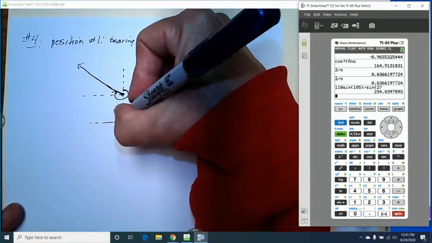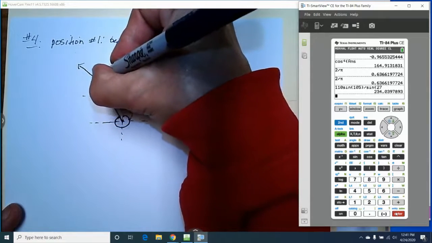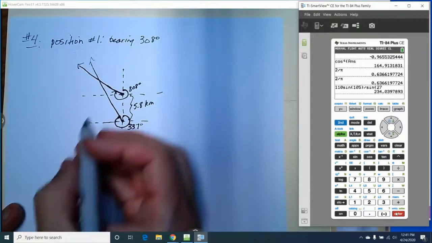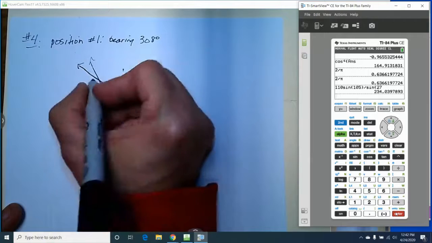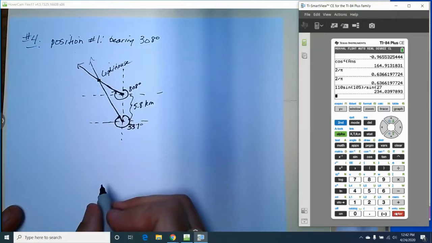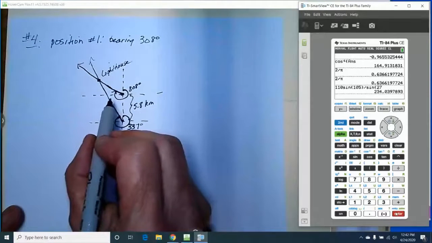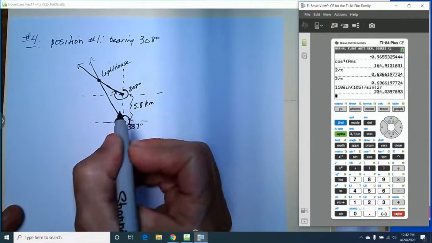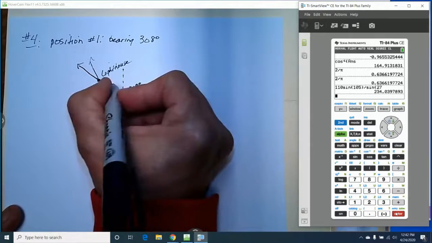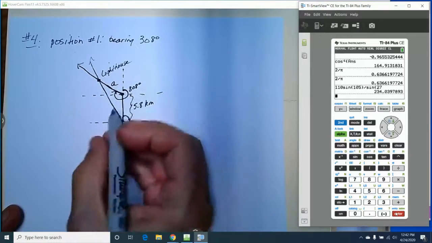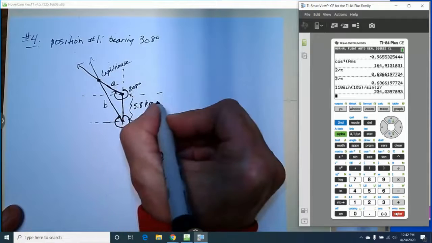Okay, so that means the lighthouse is somewhere along this line. And this angle is 337 degrees. So where the lighthouse actually is, where these intersect, would be right there. What we're trying to find in this problem is the distance from the ship to the lighthouse at each of the 2 locations. So we're trying to find this side, and we're also trying to find this distance. So I'm just going to name my sides. I'm going to call this side A because I'm looking at this triangle right here. I'm going to call this side B, and I'm going to call this side C.